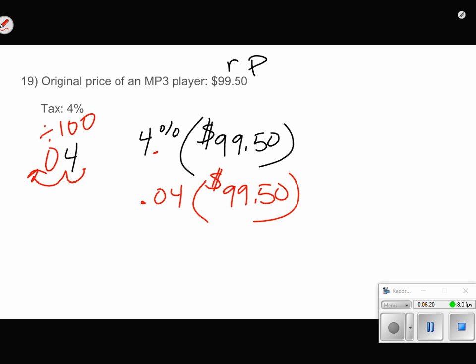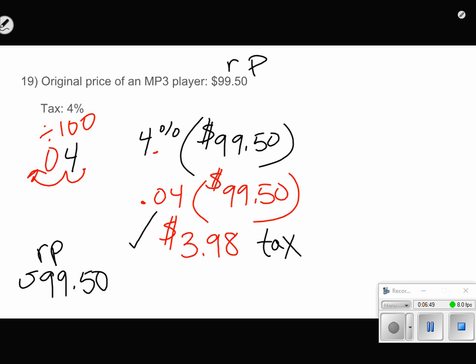I take 0.04, I multiply it by the 99.5, and I get a product of $3.98. Remember, product is the result of a multiplication problem. So $3.98, that's the tax. That's the dollar amount for the tax. So that's the extra amount you're going to have to pay in addition to the $99.50. So to find the total you pay, you take your retail price of $99.50. You're adding on the tax because the tax is an extra fee you're going to pay to the government.